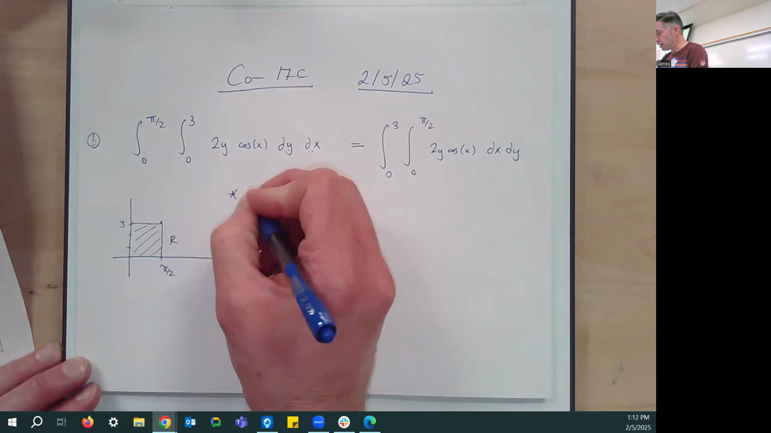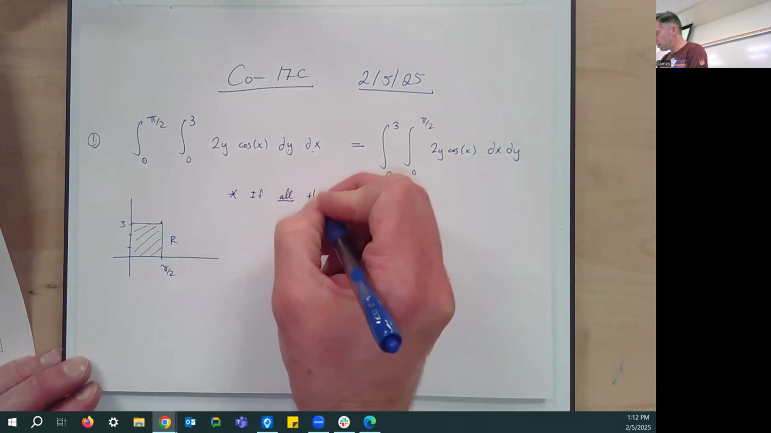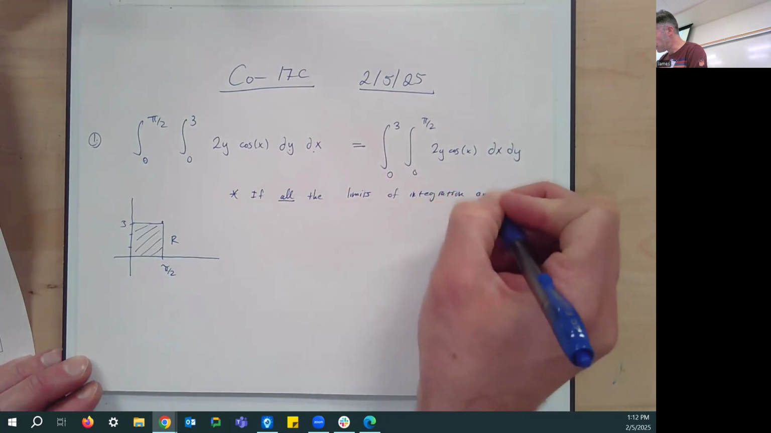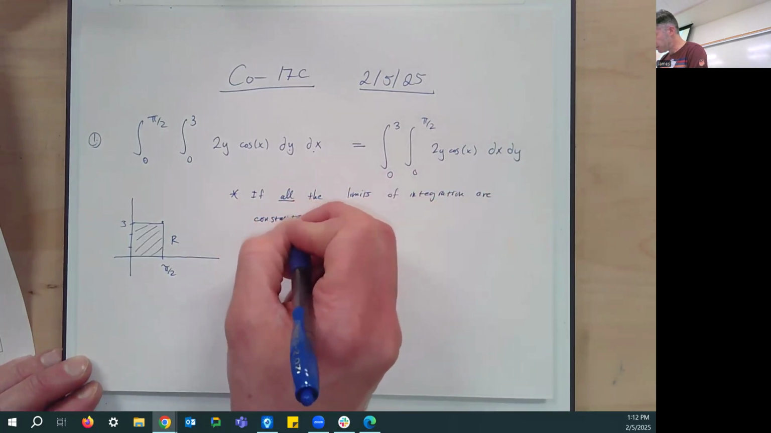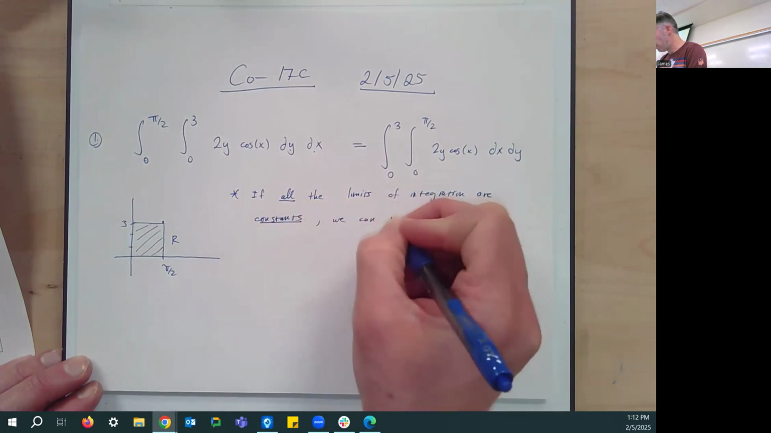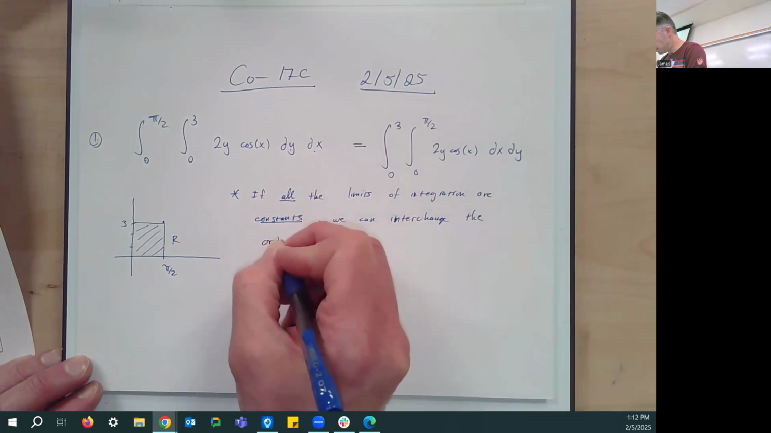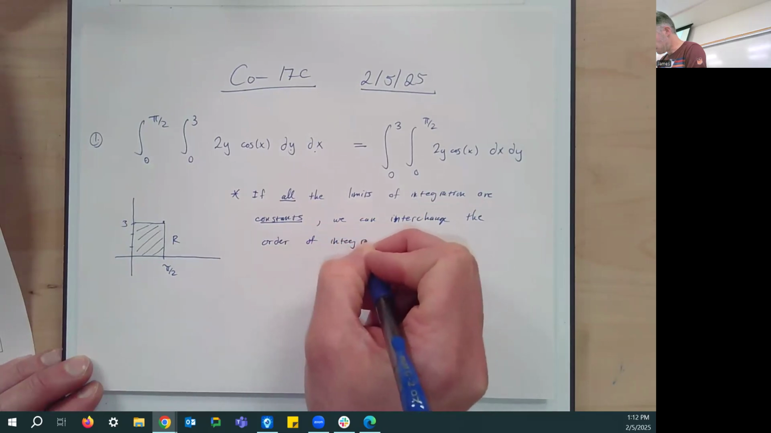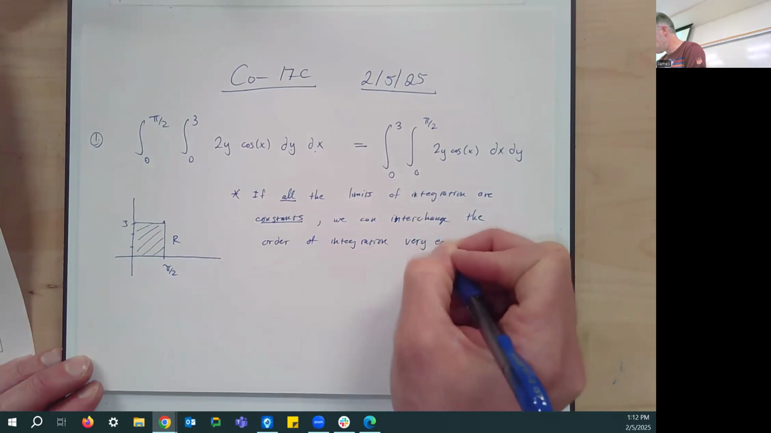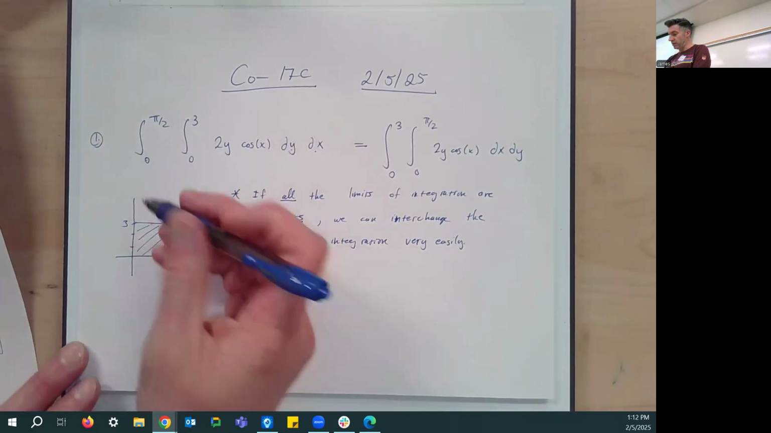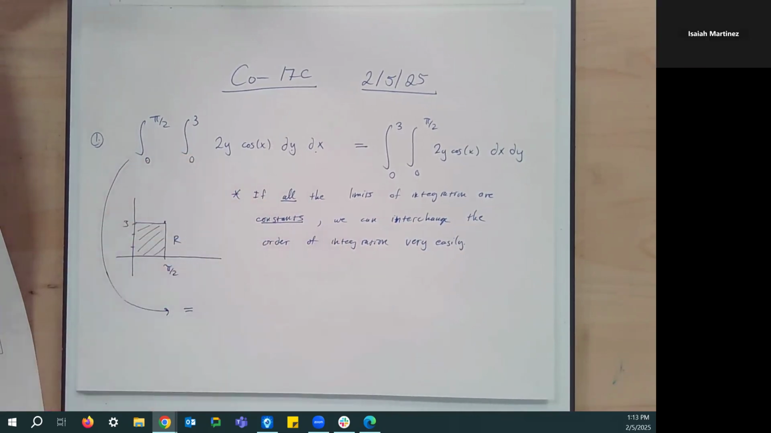So just to note, if all the limits of integration are constants, then we can interchange the order of integration without any effort, very easily. Literally just by switching which limits are first, which limits are second, and which of dx and dy comes first and second. The process of integration is still the same as before. If we look at this left-hand version, we always work from the inside out.